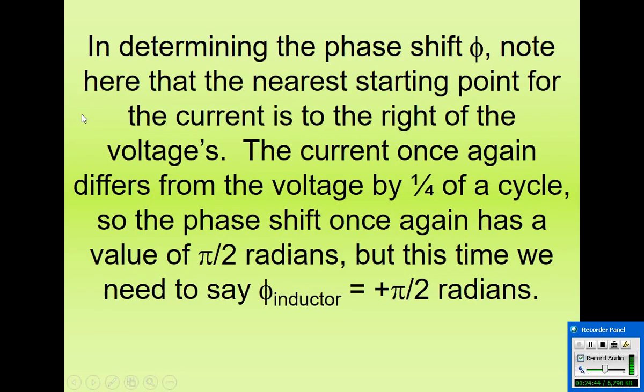Once again, just like with the capacitor, the magnitude of the difference between the occurrence of the peak in the voltage across the inductor and the occurrence of the peak in the current is a quarter of a cycle, and that is pi over 2 radians. But now, because the voltage across the inductor leads the current through the circuit, the phase shift for the inductor is positive pi over 2 radians.